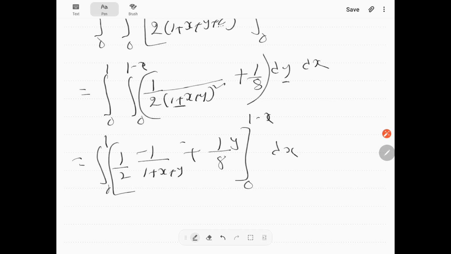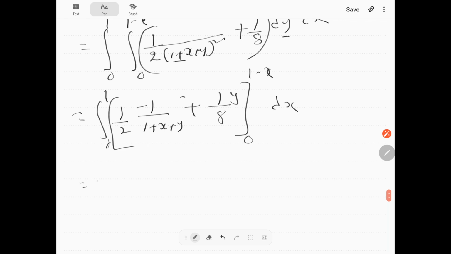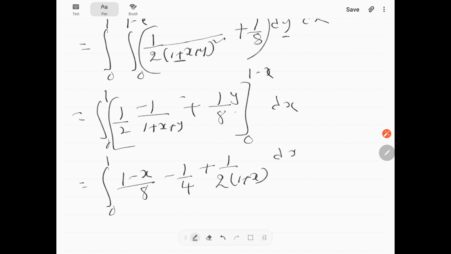Now I need to substitute the upper limit and lower limit. If I substitute the upper limit here, I'll get (1 minus x) by 8. And here if I substitute the upper limit, minus 1 by 2 in place of y, if I substitute 1 minus x, x cancels, 1 plus 1, 2 I'll get. The 2 into 2 will be 4. So this will be 4. And if I substitute the lower limit in place of y, then I'll get minus of minus plus 1 by 2 times (1 plus x). And if I substitute the lower limit, y is 0, that goes out, and this is dx.